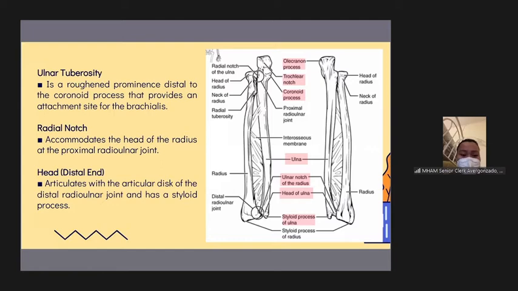Your ulnar tuberosity is a roughened prominence distal to the coronoid process that provides an attachment site for the brachialis. Your radial notch accommodates the head of the radius at the proximal radio-ulnar joint. And the head, which is found on the distal end, articulates with the articular disc of the distal radio-ulnar joint and has a styloid process.